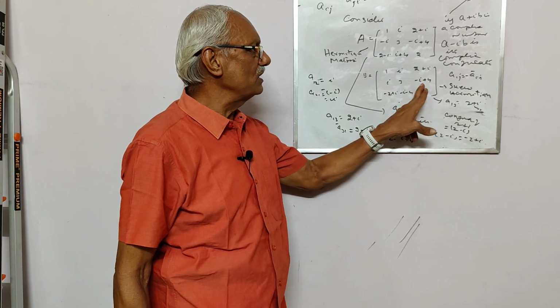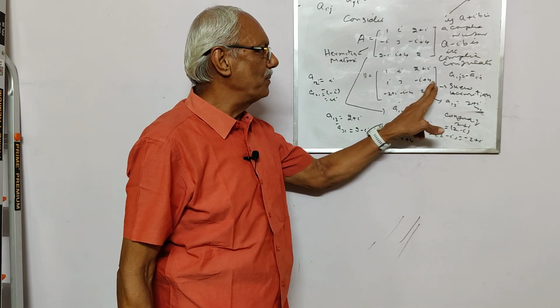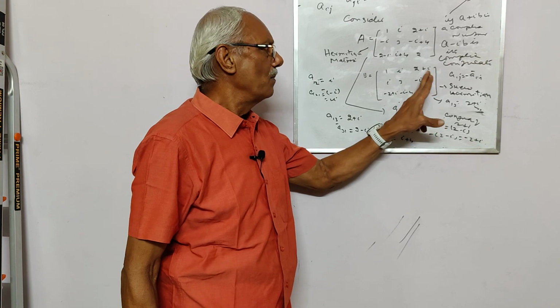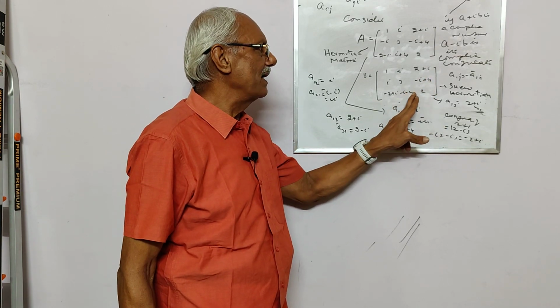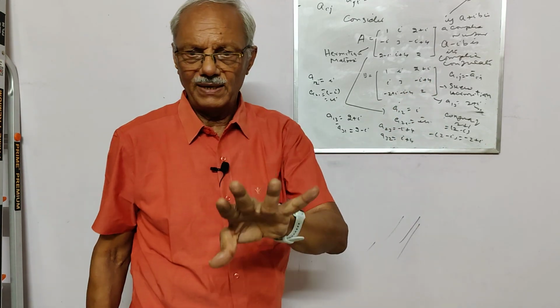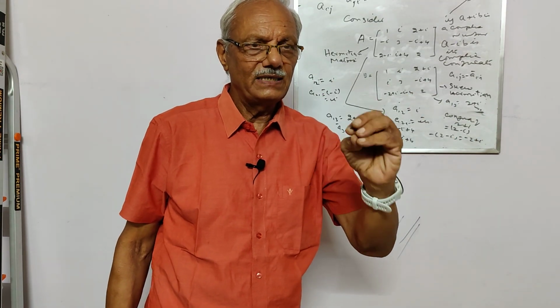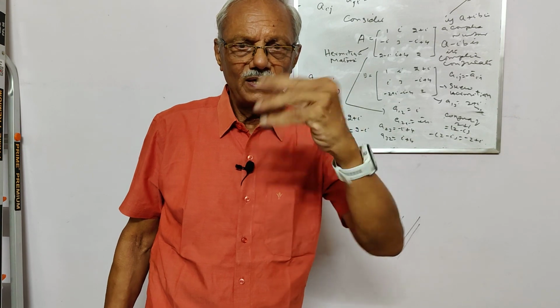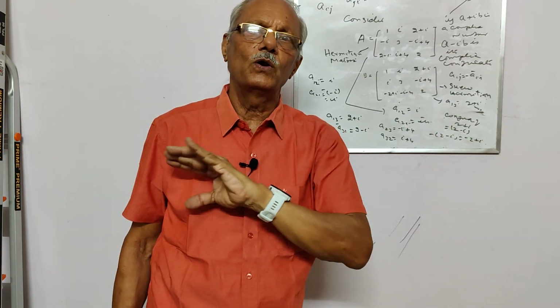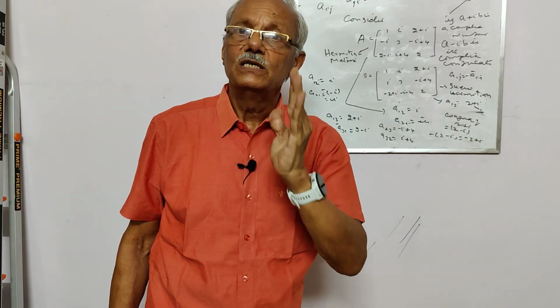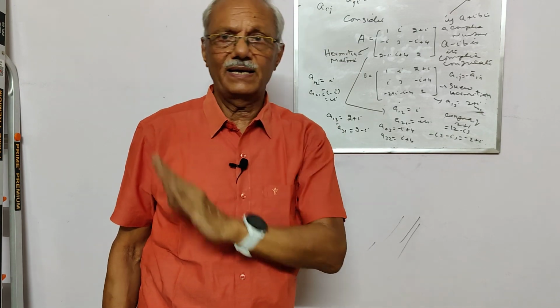I plus 4, what is the conjugate of this? I minus 4. Multiplied by a minus sign, it is minus I plus 4. So a matrix wherein Aij is equal to minus of Aij bar will be called a complex skew Hermitian matrix.